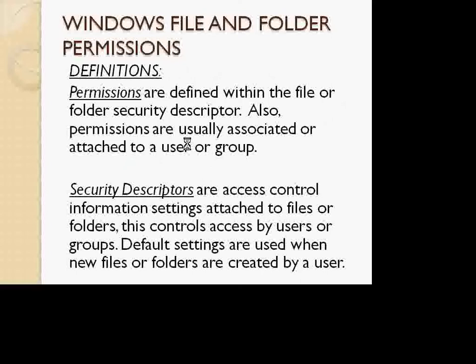So the definitions. Permissions are defined within the file or folder security descriptor. Also, permissions are usually associated or attached to a user or group, as I had previously stated with the example of the accounting department. The security descriptors are access control information settings attached to files or folders. This controls access by users or groups. The default settings are used when new files or folders are created by a user.